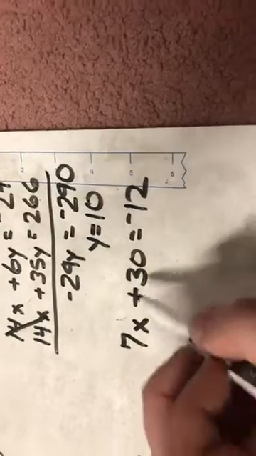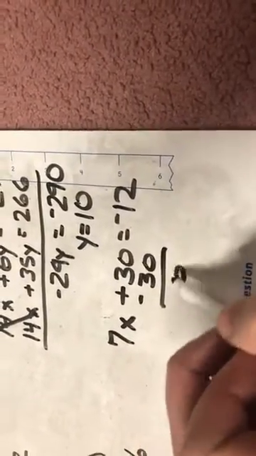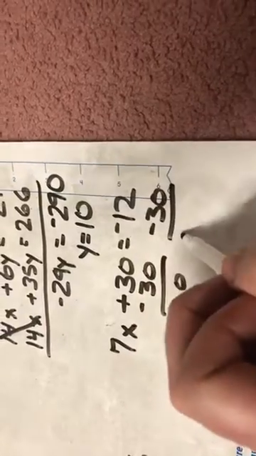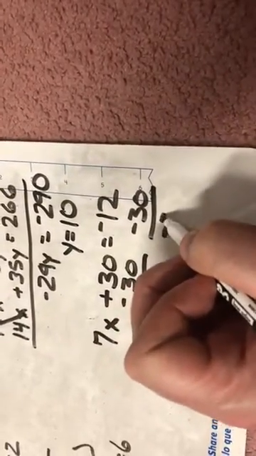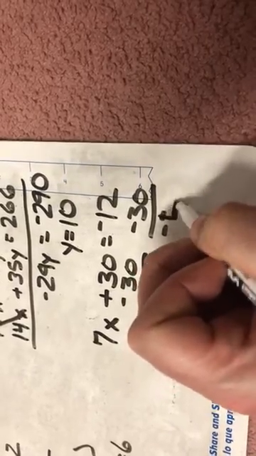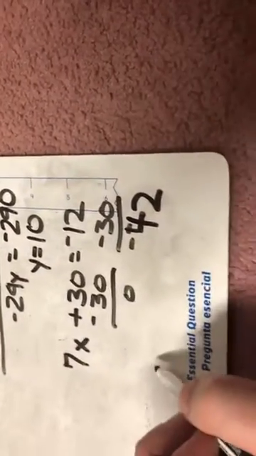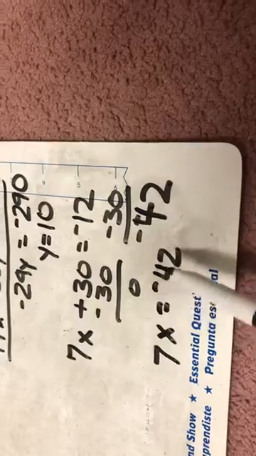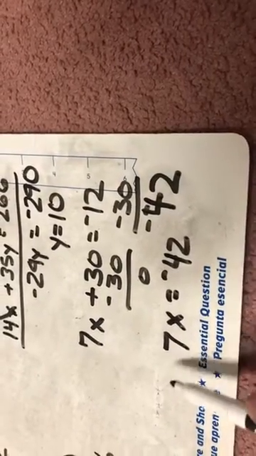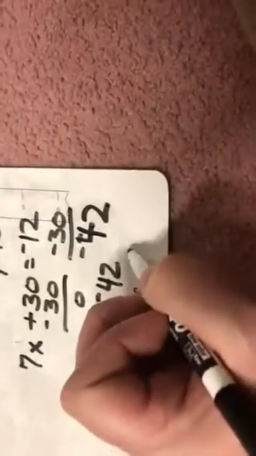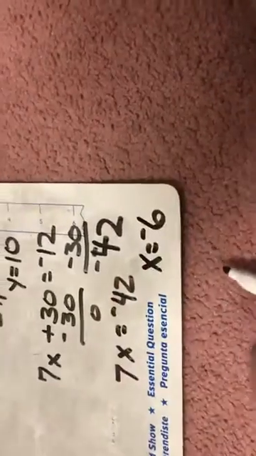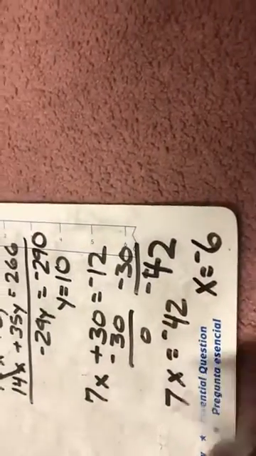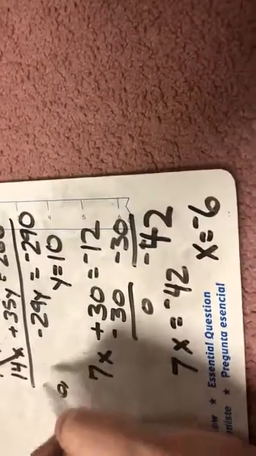Well, if I want to isolate the 7x, I'm going to subtract 30 from both sides. And negative 12 minus 30 is going to give me negative 42. So now I'm at 7x equals negative 42. And if 7x equals negative 42, I'm just taking negative 42 and dividing it by 7. Negative 42 divided by 7 equals negative 6. x equals negative 6. Y is positive 10. My ordered pair is negative 6, 10.